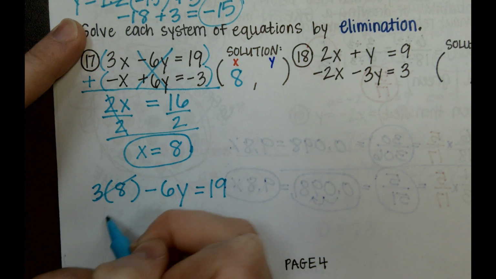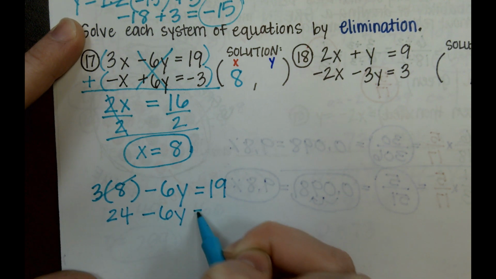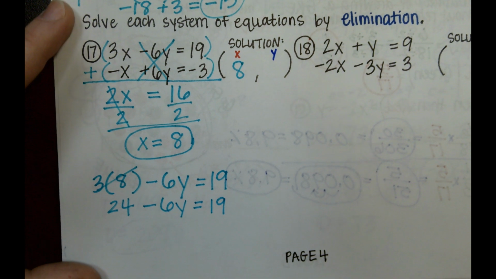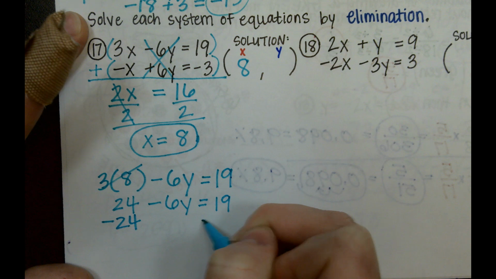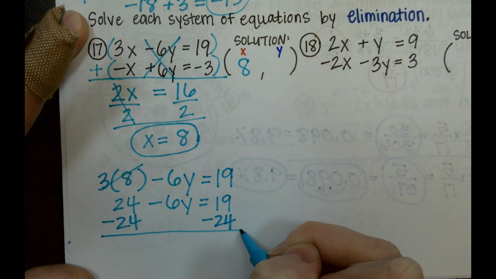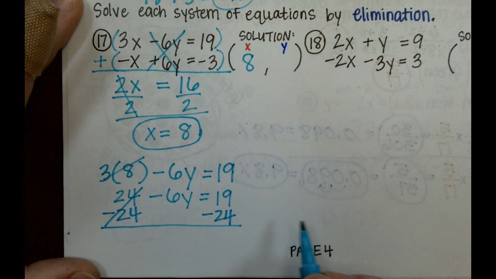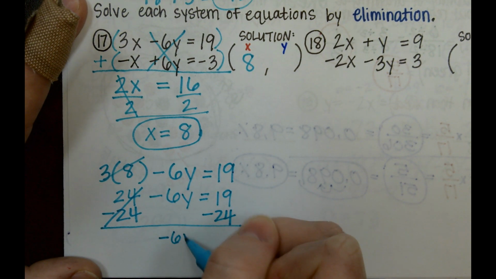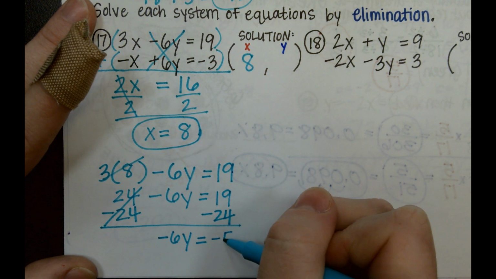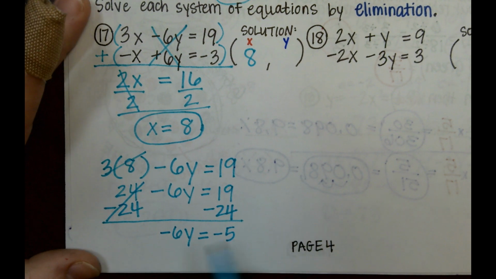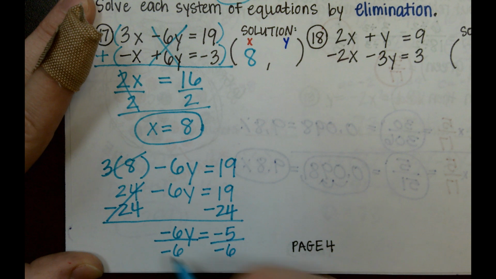3 times 8 is 24. We'll bring everything else down: minus 6y equals 19. Subtract 24 from both sides. The 24's cancel. So negative 6 times y equals 19 minus 24, which is negative 5. Then we divide by negative 6 to get y by itself.